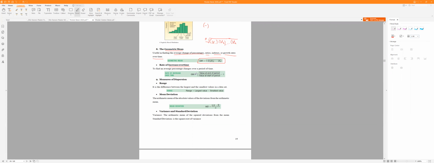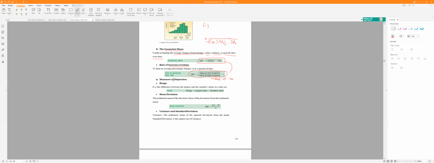It should be quite easy. It's the value at the end of a period divided by the value at the start of the period, rooted by n minus 1. Right? Here you can find the rate of increase. So memorize this. This is very important. I think this should come out in the test. So this and this come out a lot in the test.